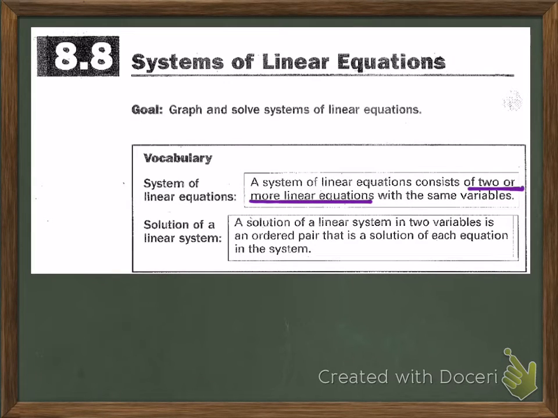Our solution to this linear system in two variables will be an ordered pair. We already have looked at solutions being ordered pairs, and this will be an ordered pair that is the solution of each equation. So it will be an ordered pair that has to satisfy both, or however many equations you have. So it has to be true for all of them.